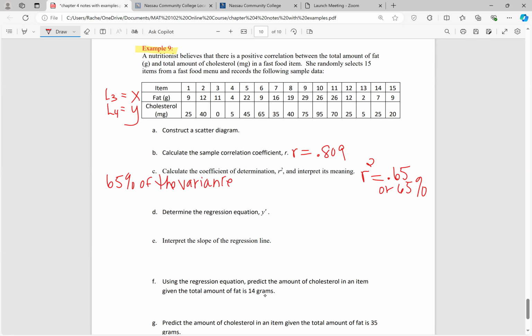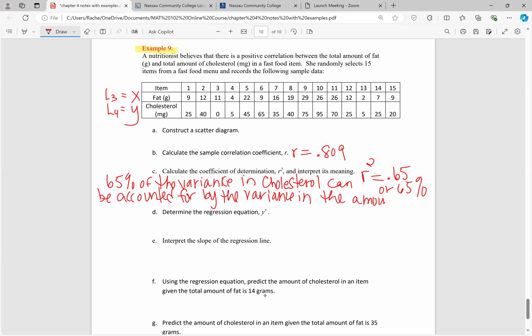So we could say that 65% of the variance in cholesterol can be accounted for by the variance in the amount of fat. So we can say that 65% of the variance in the cholesterol can be accounted for by the variance in the amount of fat.